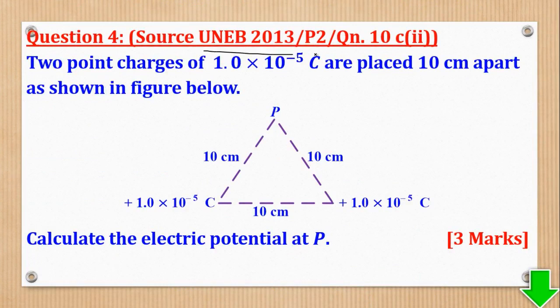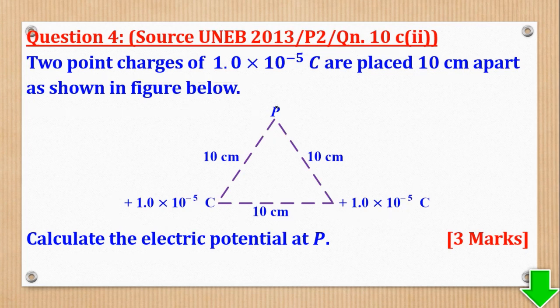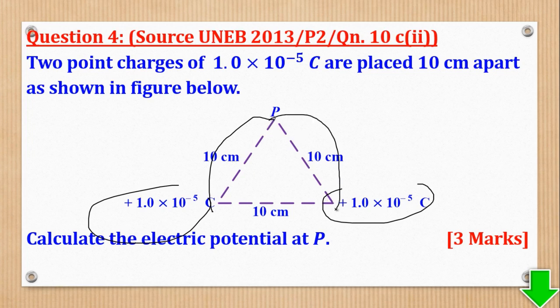Then question 4 came from UNEB 2013 paper 2 question 10 Roman 2, and says 2-point charges of this charge are placed 10 centimeters apart as shown in the figure below. So these are charges and they are placed 10 centimeters apart. Calculate the electric potential at P. So at P there is this charge, due to this charge, and also due to this charge. But because we are not interested in the direction, we shall just add all of them. So due to this charge, the separation is 10 centimeters, and also due to this charge, the separation is 10 centimeters.